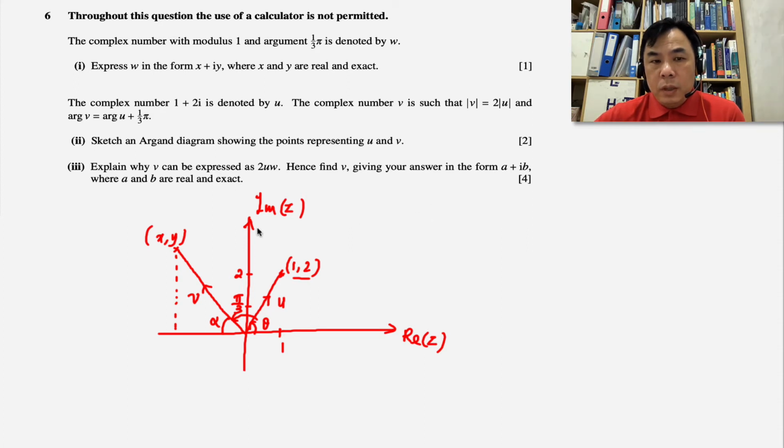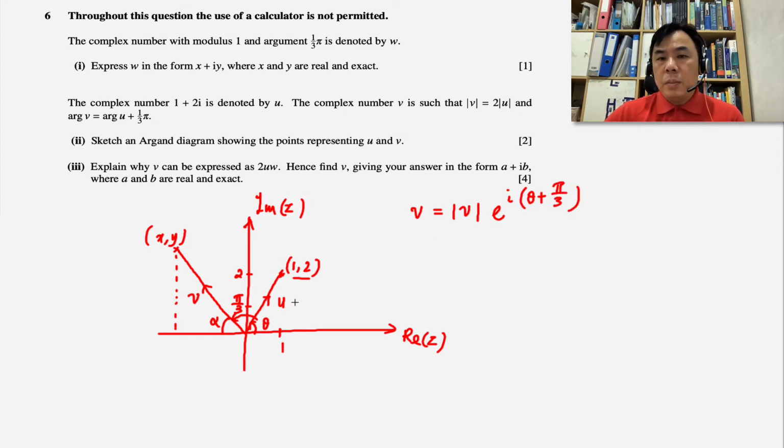The complex number v is basically represented by the magnitude of v multiplied by exponential of its argument, if you leave it in terms of Euler form. So in this diagram here, the argument for v is given by theta plus pi over 3. You can see that from the diagram. That is the argument for the complex number v. I hope that is clear.